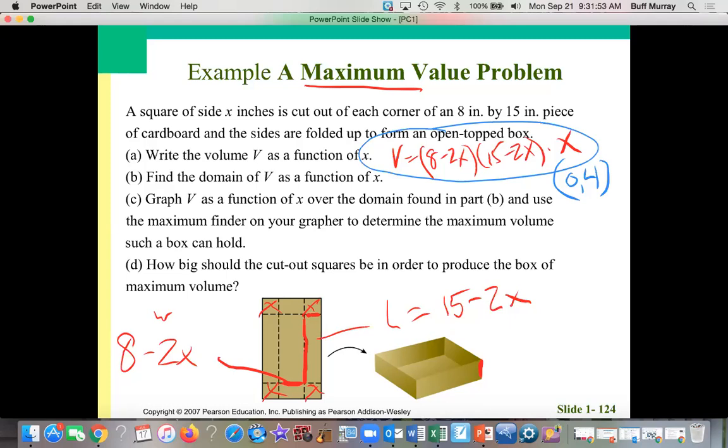So now we're up to part C. It says graph V as a function of x over the domain found in part B. Once you get out Desmos, you only want to look between 0 and 4, but you're going to look for where the volume function, which is going to be like our y value, hits the highest point.